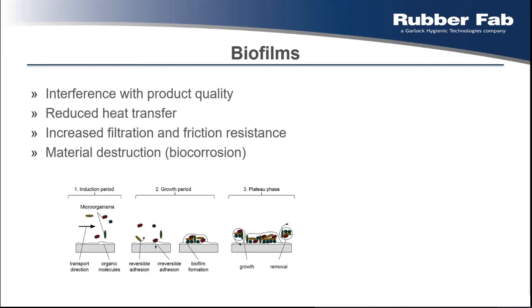Other negative aspects of having a biofilm is that they interfere with your product quality. Of course, they pose a contamination risk. They might also reduce the heat transfer in several processes, and cause increased filtration and friction resistance. Also, what can happen is that we see material destruction, biocorrosion. So you might all know this from sanitary pipes, also in your private use, in bathrooms, where you will see pipe corrosion. And this is indeed happening because of microorganisms in the connection.